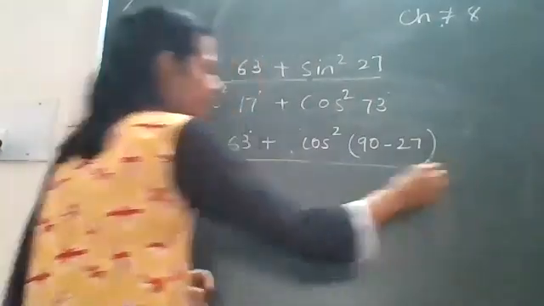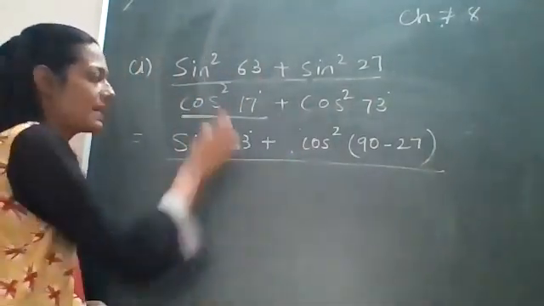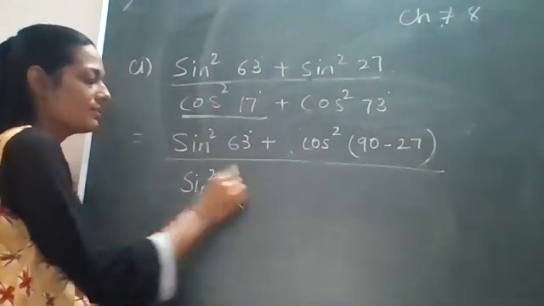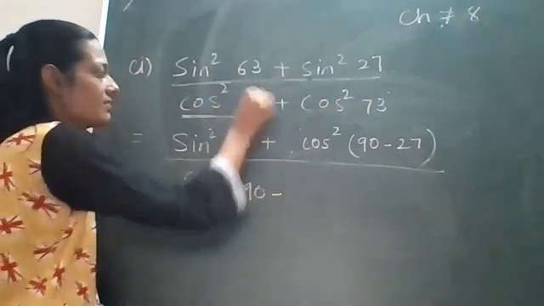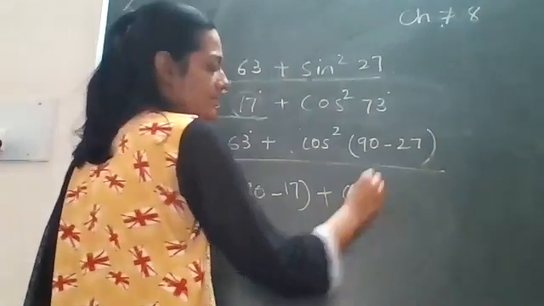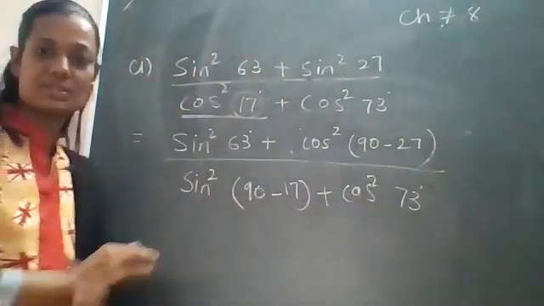Similarly we are doing over here. Here cos square 17 is there, so we are converting into sin theta. So it will become sin square 90 minus 17, and plus cos square 73 will remain as it is. Are you getting this much?